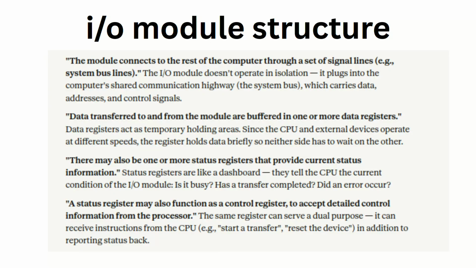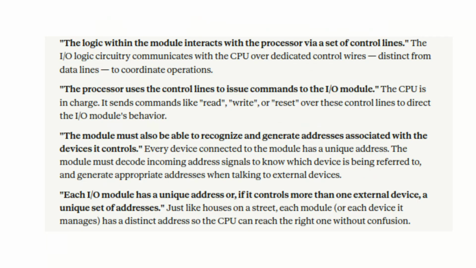Now you have to understand that the data is buffered. Data which is transferring to and from the module is buffered in the data registers, and there are status registers that provide the current status information that would tell the CPU the current status of the device. The status register can also function as a control register, that means it would accept detailed control information from the processor.